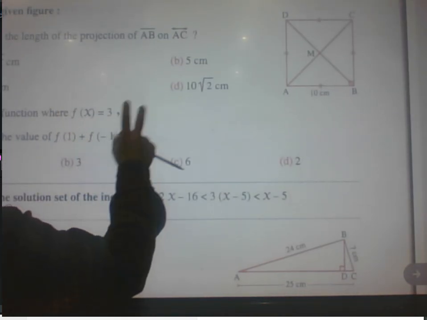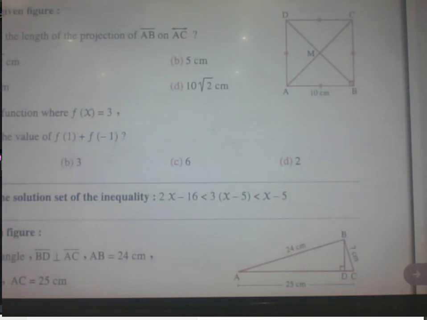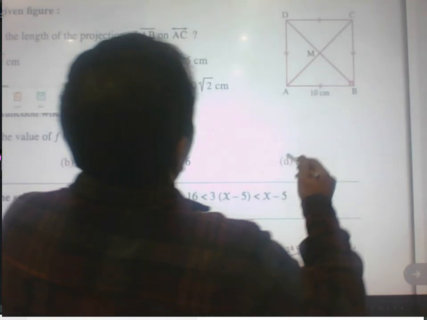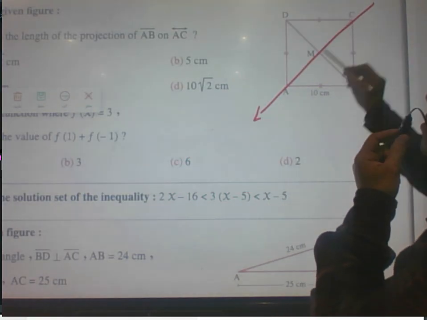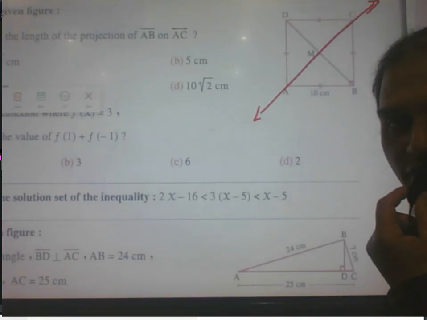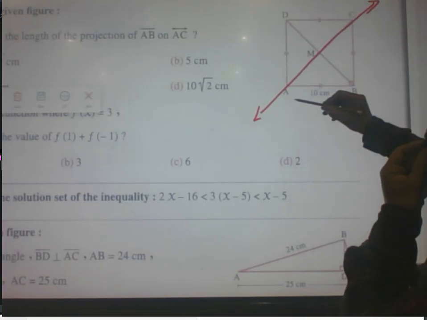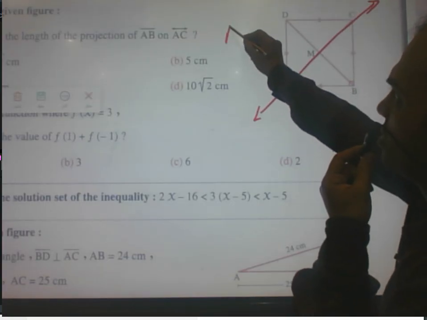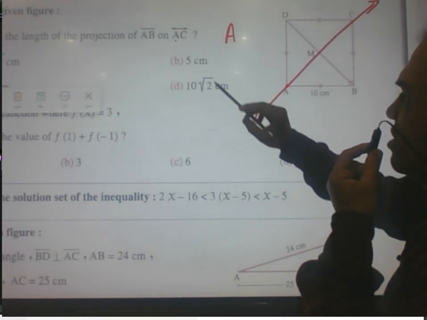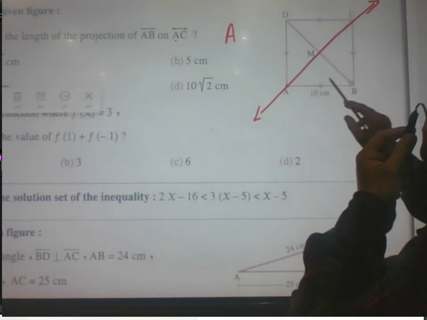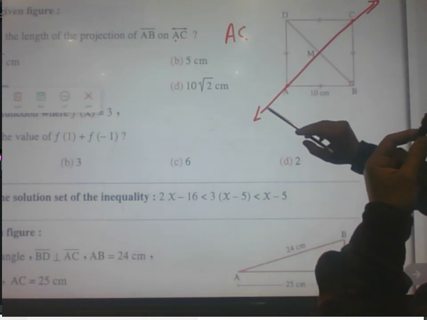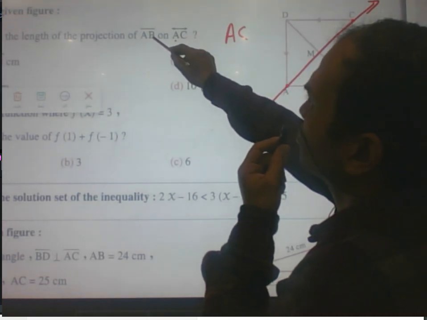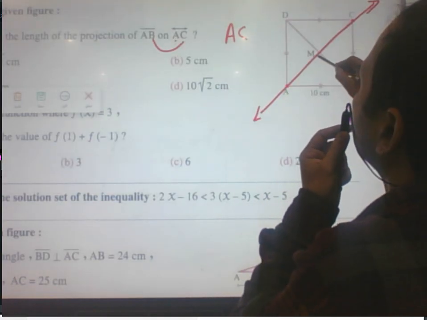Look here, we have the length of a projection. You want to find the length of the projection of AB on BC. We have here BC, or AC, this straight line. I want to find the projection of AB. The projection of point A will be A, and the projection of point C is the same C. You want to find the projection of AB, the projection of B onto the line, which is M.